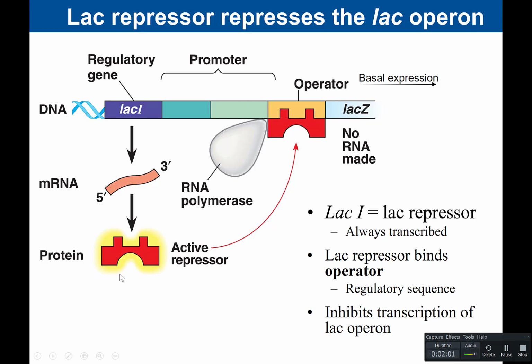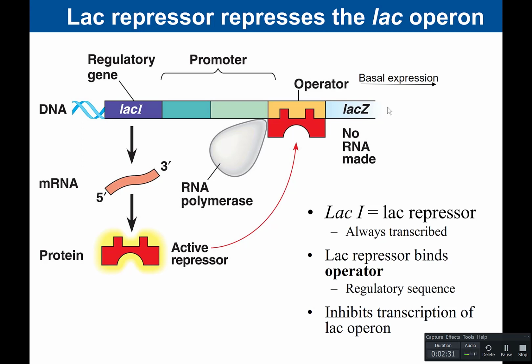The active repressor can bind to the operator, and when it binds to the operator, it's going to turn off transcription of the lac operon, because now RNA polymerase cannot bind to the promoter and therefore cannot initiate and turn on transcription. And so when this repressor is active, it's going to bind to the operator and it turns off transcription. Now, does it turn it off completely?